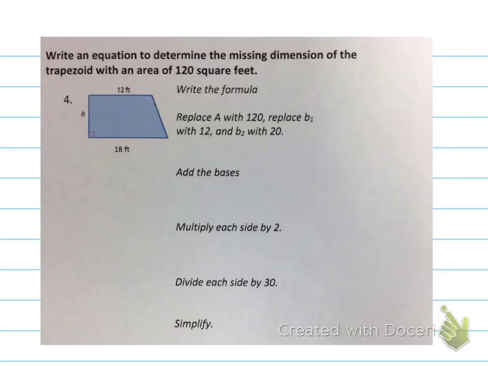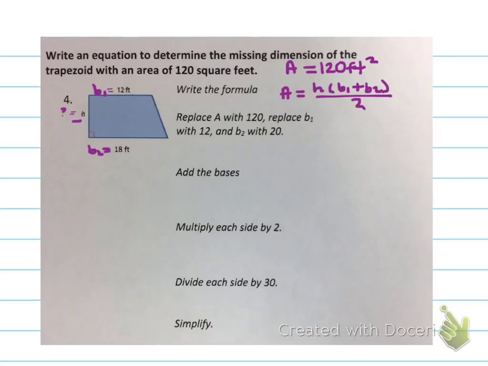Okay, so we need to write and solve equations to determine the missing dimension of the trapezoid with an area of 120 square feet. So let's make a note of that. It says our area is 120 feet squared. Okay, so we don't know our height. We're looking for our missing dimension of our height. So height is unknown. Parallel line, base 1. And here's my second parallel line, base 2. So our formula is A equals H parentheses B1 plus B2 all over 2.